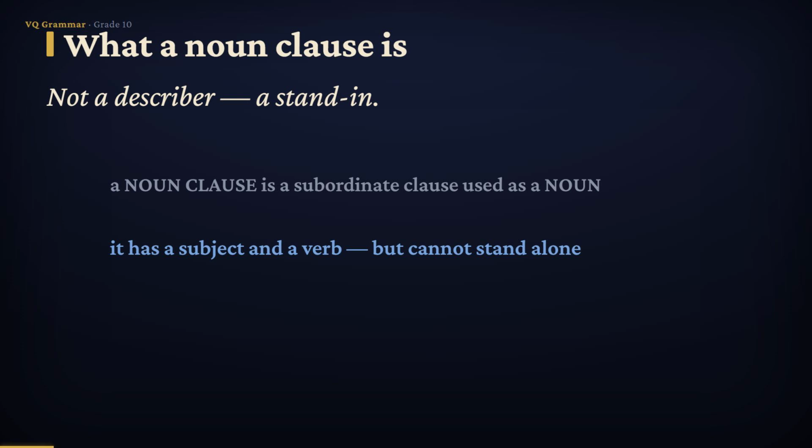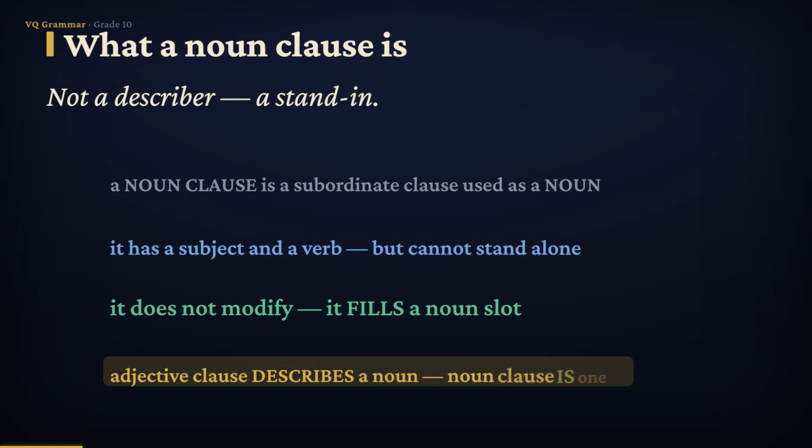An adjective clause describes a noun. An adverb clause describes a verb. A noun clause describes nothing at all. Instead, it fills a noun slot. Anywhere a single noun could sit in a sentence, a whole clause can sit there in its place. Hold on to one line and the rest of this lesson falls into place. An adjective clause describes a noun. A noun clause is one.